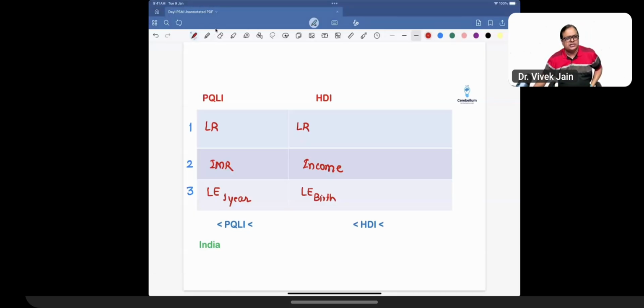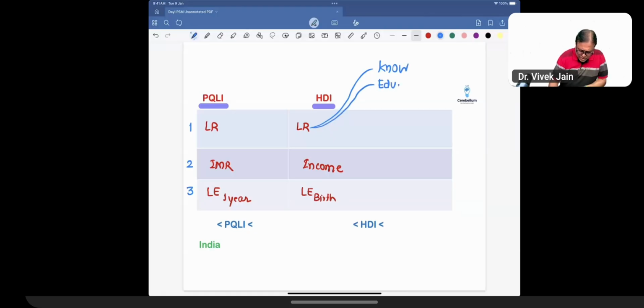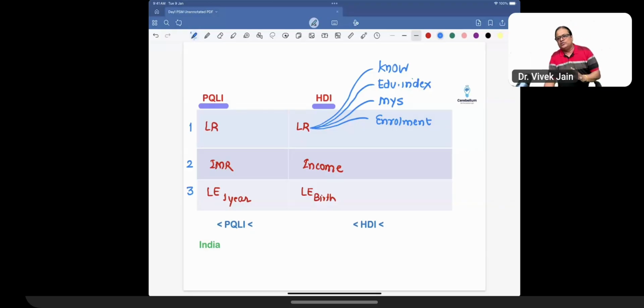Now I told you in the class, friends, let's all quickly look at that. This is not a difficult question. PQLI includes all except, HDI includes all except. What makes it slightly tricky sometimes are the synonyms which are used. Literacy rate is also known as knowledge. We calculate an education index in this, in which we use mean years of schooling, enrollment ratio of schools.